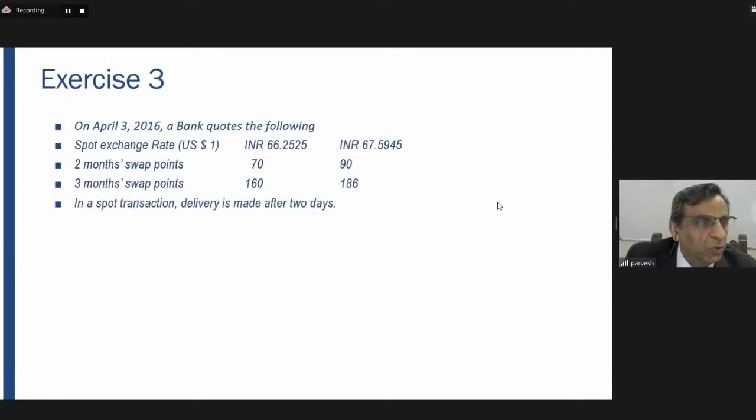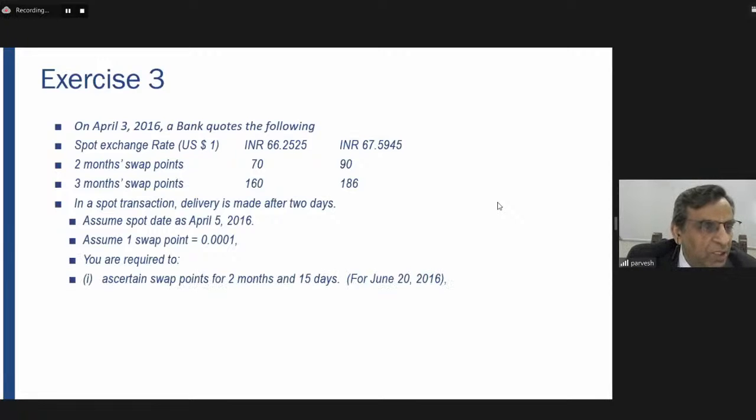In a spot transaction, delivery is made after 2 days. We know that the delivery and the payment happens after 2 days. Assume the spot date is always the date when the delivery is given and the payment is made, which is 5th of April 2016, exactly 2 days after the date mentioned above. So assume one swap point is 0.0001. In rupee it is always like that.